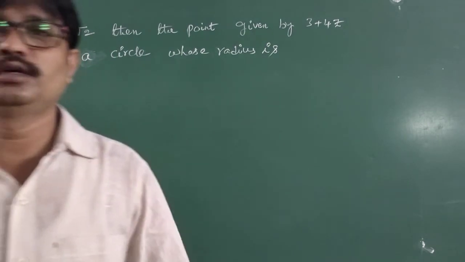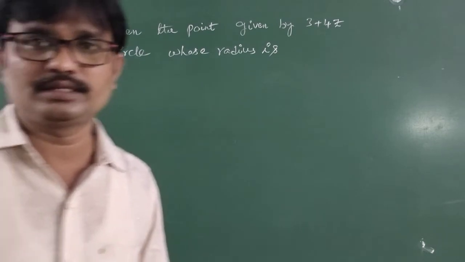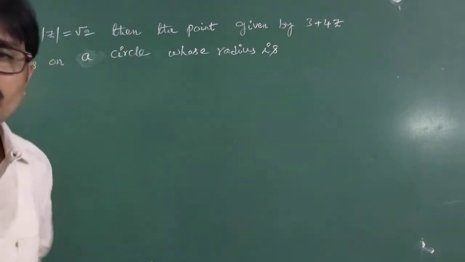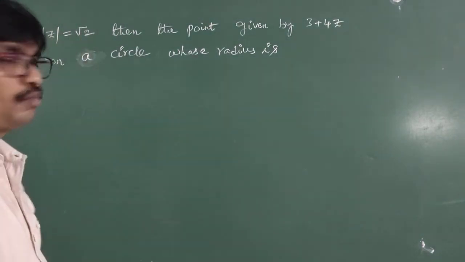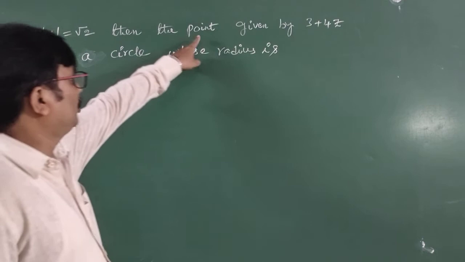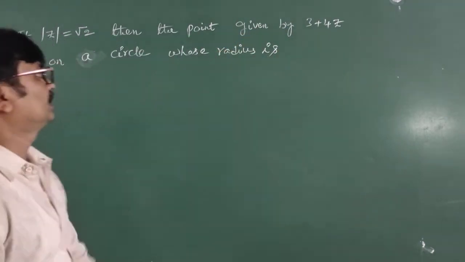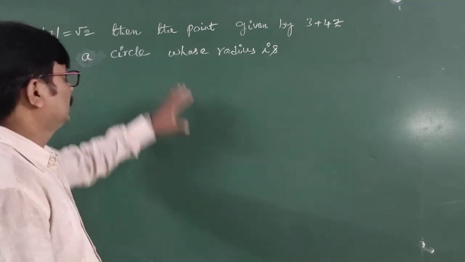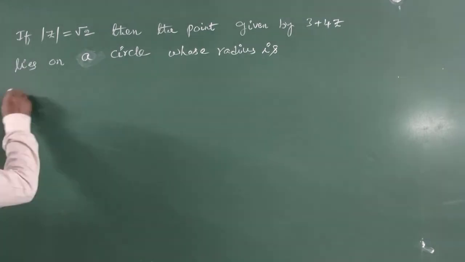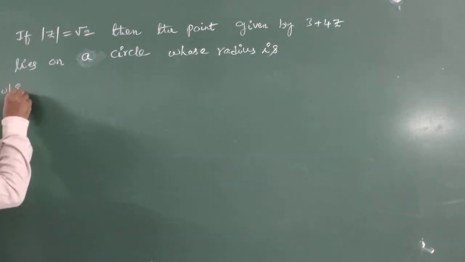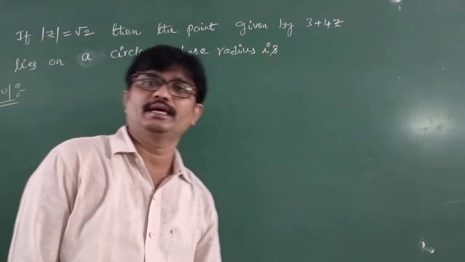Today also we are going to discuss some problems on complex numbers. Okay. Right now the first one is: if mod z equal to root 2, then the point given by 3 plus 4z lies on a circle. Okay, students, whose radius is, my dear students, what is given that 3 plus 4z lies on a circle.